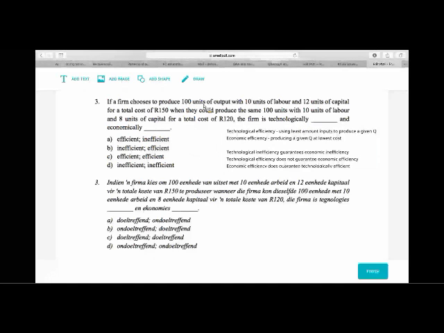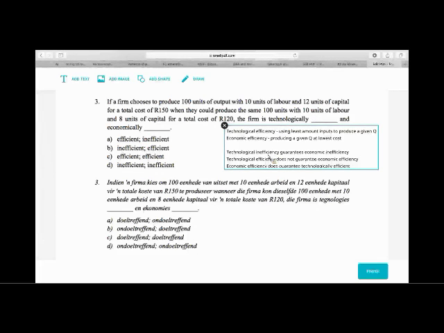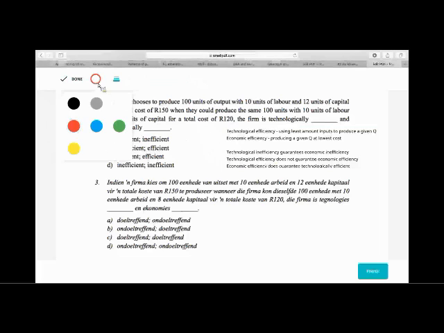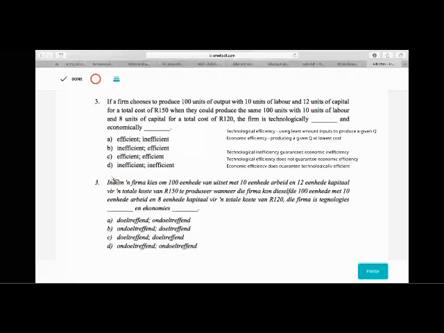So they're making 100 units with 10 labor and 12 capital. They could have used the same amount of labor, but 4 fewer units of capital to get the same output. So that means they're currently technologically inefficient because they're currently using more inputs than they could be using. So they're definitely technologically inefficient. And if they're technologically inefficient, they have to then be economically inefficient, because you can't be technologically inefficient but economically efficient. So the answer is D, inefficient on both counts.